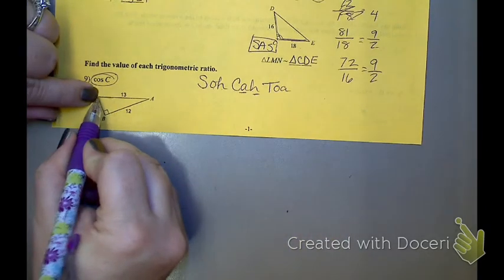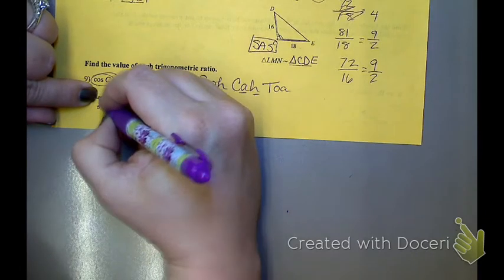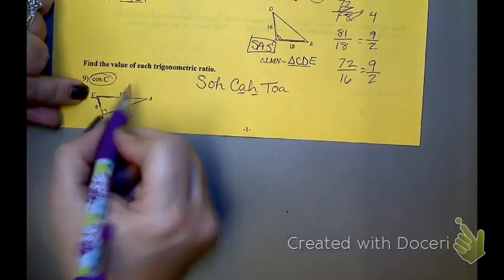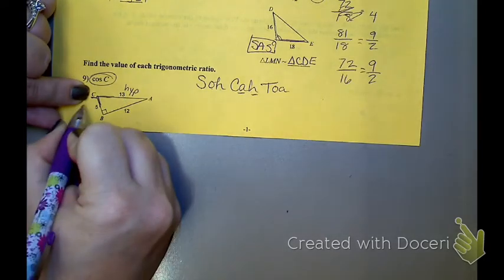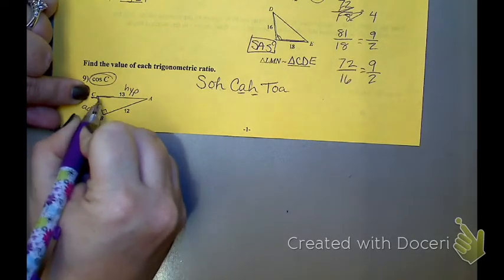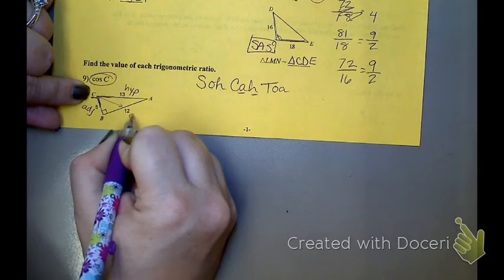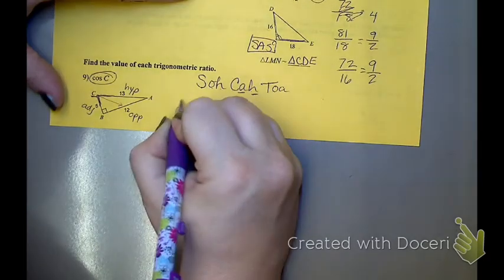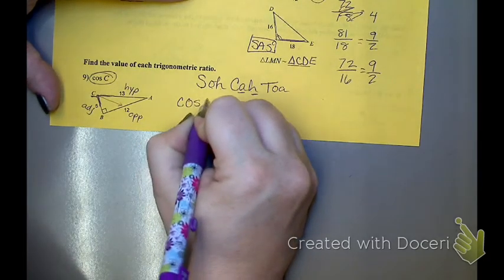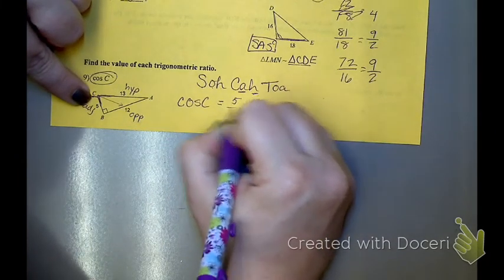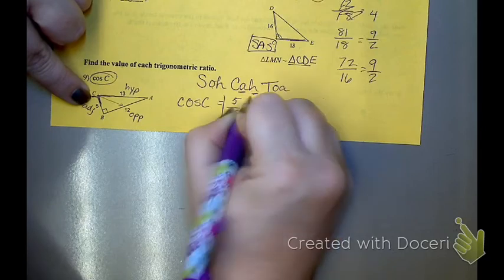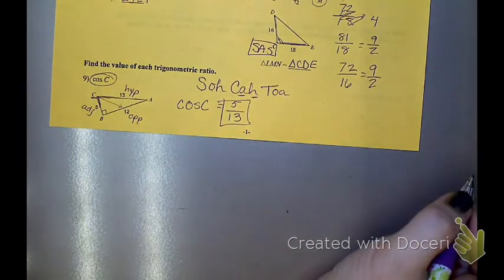Now C is made up of 2 sides. Every angle is made up of 2 sides. One of those sides is the hypotenuse. That would be this guy. The other one is your adjacent. Across from it is always your opposite. Therefore, cosine of C is equal to adjacent over hypotenuse. And there's my result. Okay, let's turn to the back.